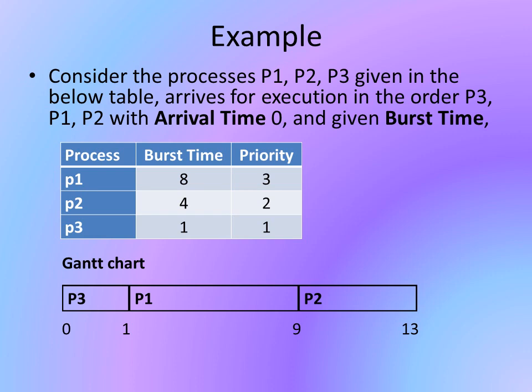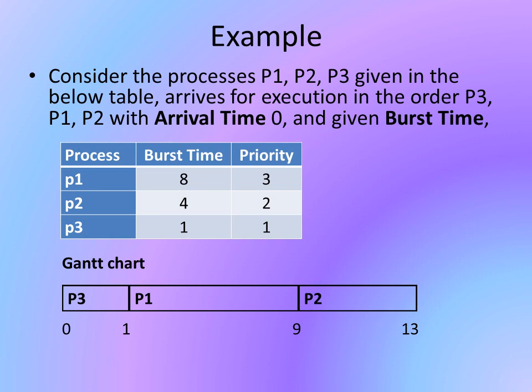Now suppose there are three processes P1, P2 and P3 that all arrive at the same time, that is time equal to 0, and the order in which they arrive is P3, P1, P2, and the burst time, that is the time required to complete execution, is given in the table below. So now let us draw the Gantt chart for the processes P1, P2 and P3.